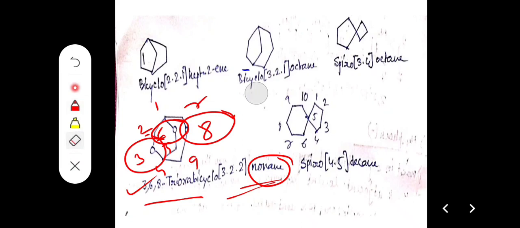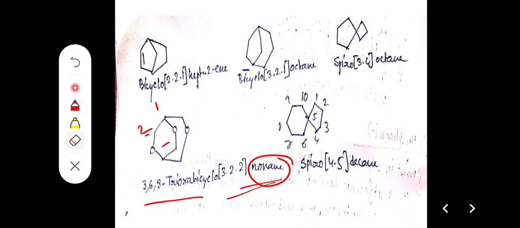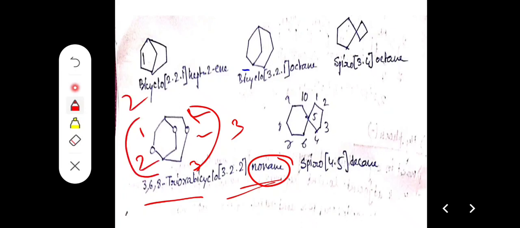And 3.2.2, why did we term it 3.2.2? 1, 2, 3. There must be 3 atoms there. Next one, 1, 2, there must be 2 atoms there. And there must be 1, 2, that is 2 atoms there. So we termed it 3.2.2. Okay.